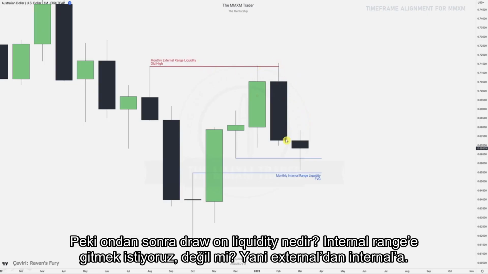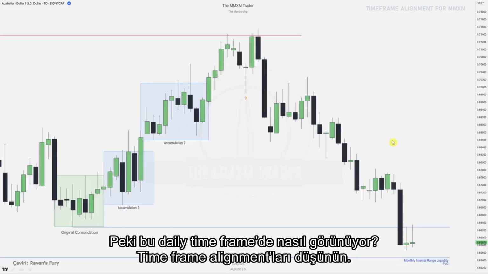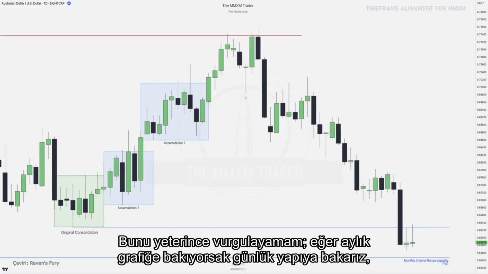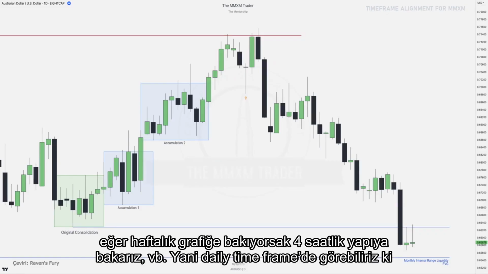So external to internal. What does that look like on a daily time frame, right? Think about the time frame alignments. Can't stress this enough. If we look at the monthly chart, we look at the daily structure. If we look at the weekly chart, we look at the 4-hour structure, etc., etc., right?